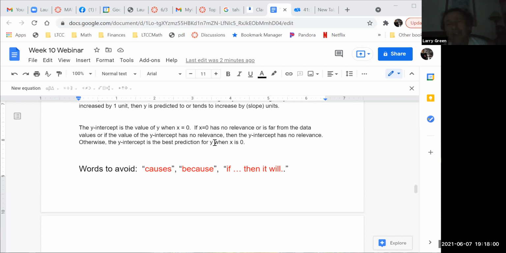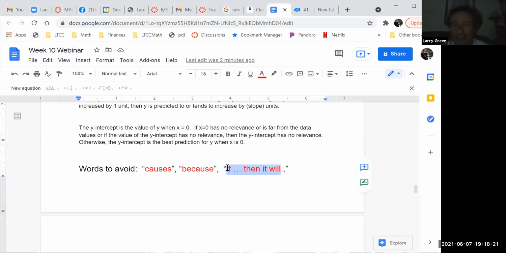Okay, it doesn't mean there isn't a cause. It means you can't get it from regression analysis. It doesn't work. And because, by the way, if you get rid of the BE, it still says cause. So it's another dangerous word. I don't know if you ever thought about it, but because is a cause word. Okay. If then it will is another one you shouldn't say.